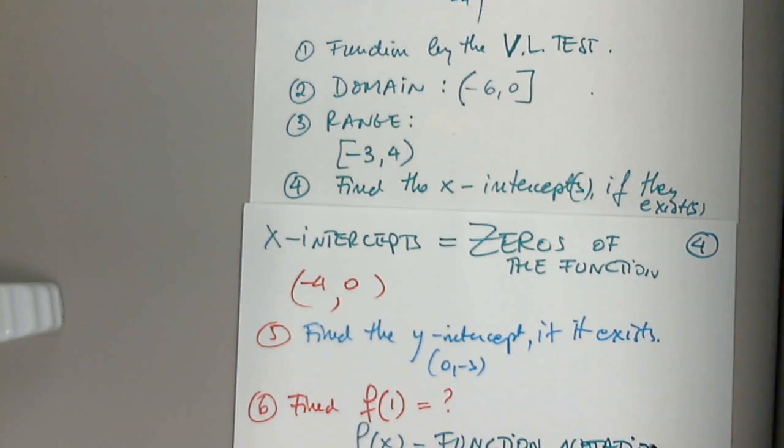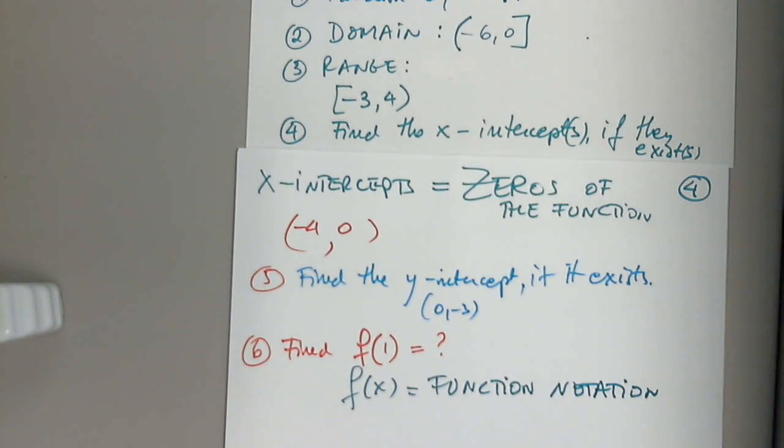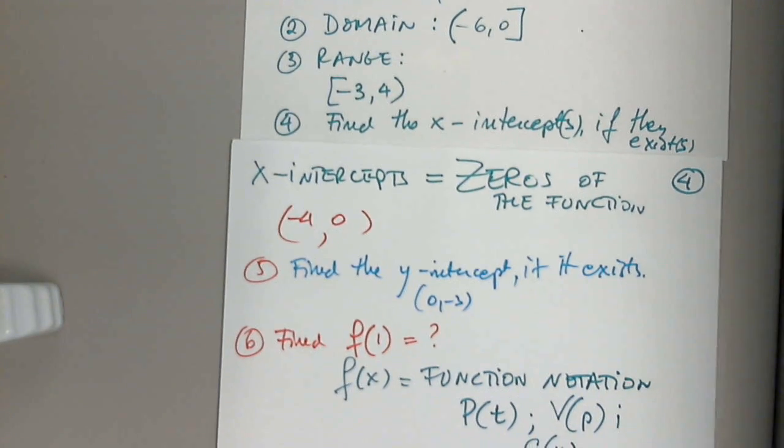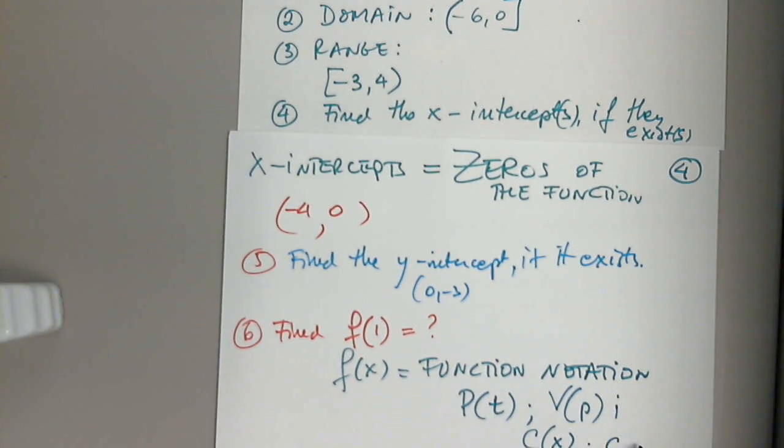Function notation. It doesn't have to be f. It can be p of t. It can be v of p. It can be a cost of price or the number of units. It can be cost of price and so on and so forth. The cost of raw material based on the price of the raw material and so on and so forth. But this is the most widely used notation, f of x.